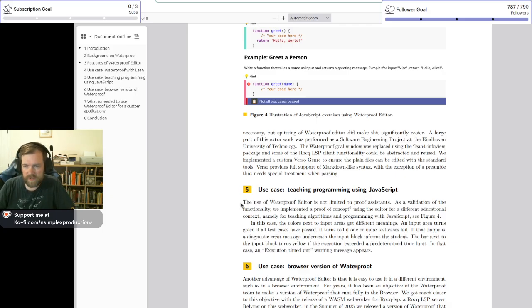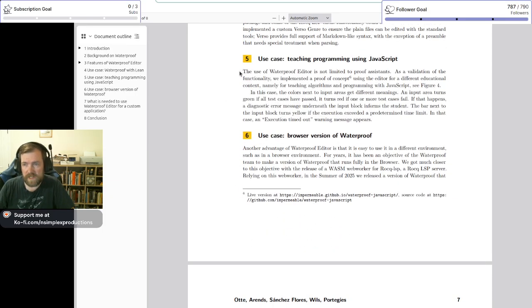Use of Waterproof Editor is not limited to proof assistants. As validation of the functionality, we implemented a proof of concept using the editor for a different educational context, namely for teaching algorithms and programming with JavaScript. In this case, the colors next to the input areas get different meanings. The input area turns green if all test cases have passed, or turns red if one or more test cases fail. If that happens, the diagnostic error message underneath informs the student.